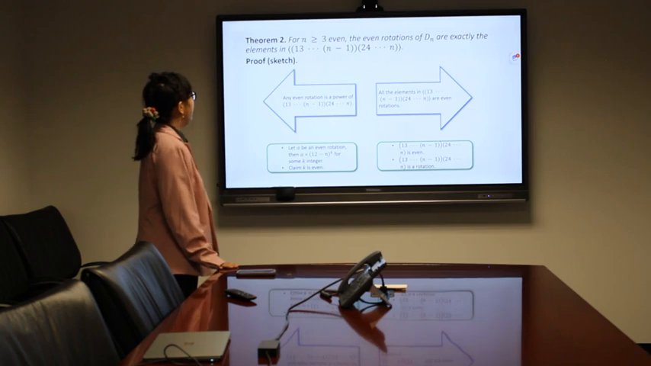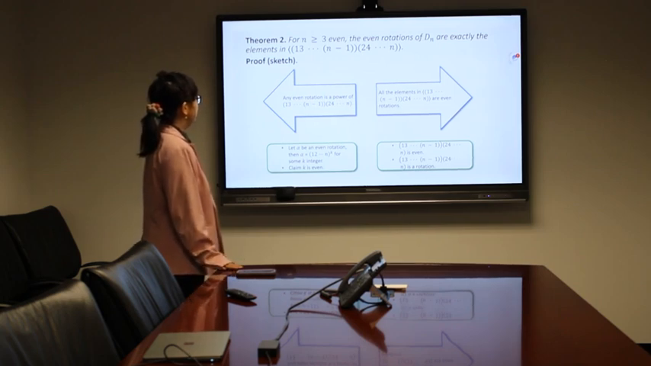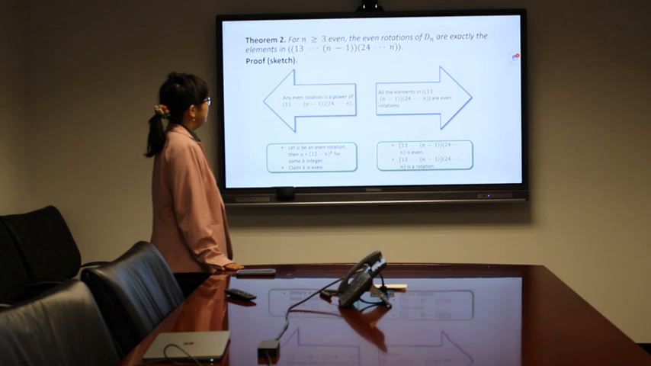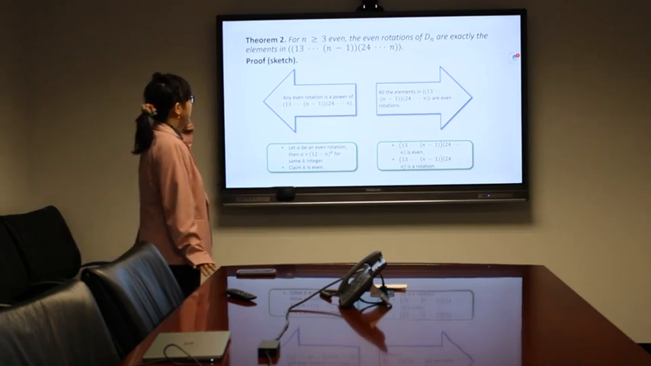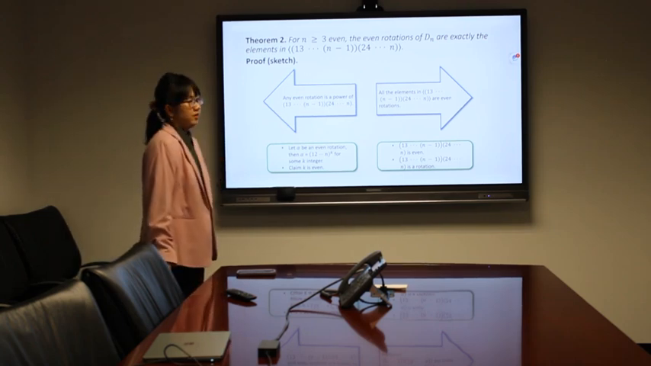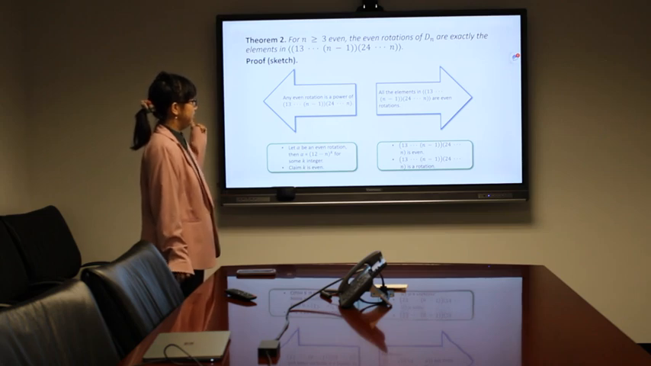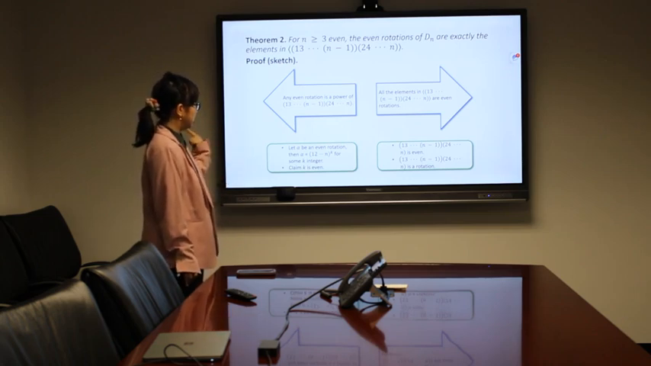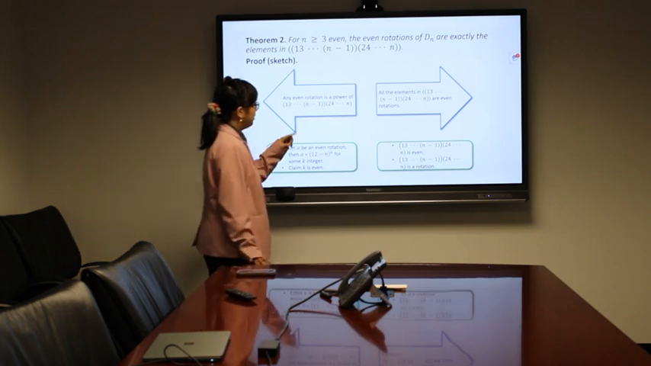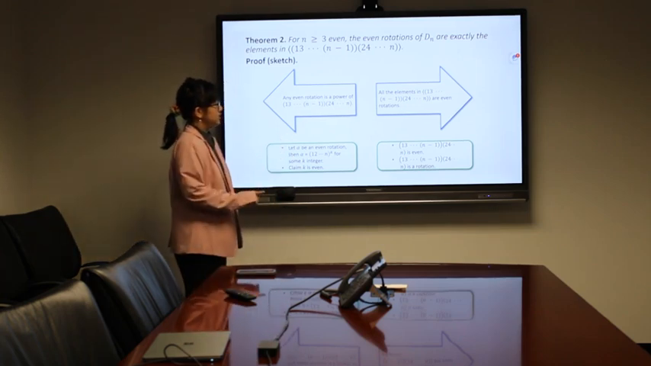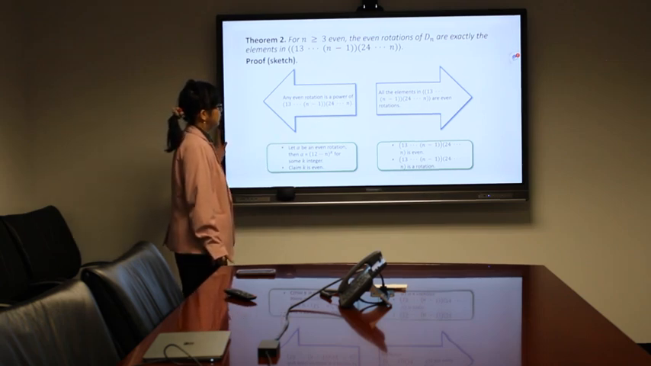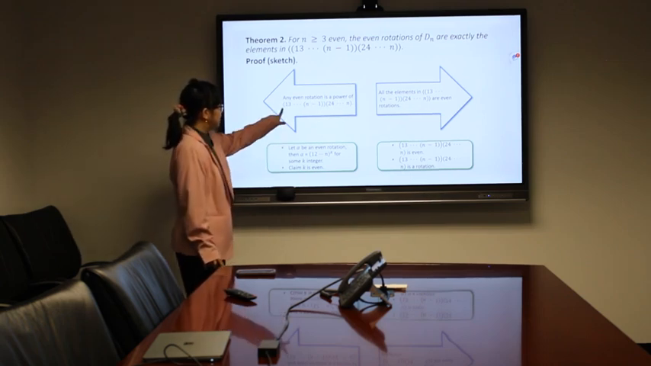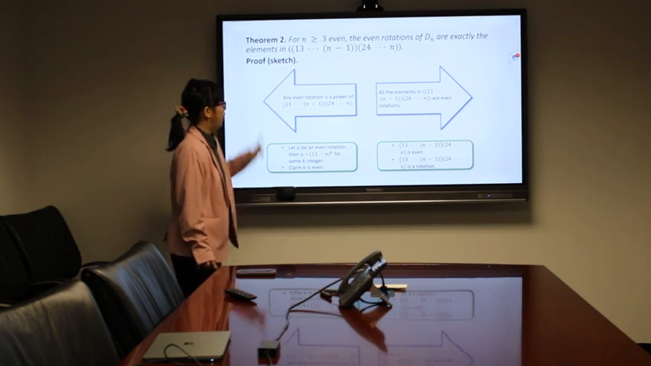For theorem 2, this is for the case when n is even. I want to prove that the even rotations of D_n are exactly the elements in this cyclic subgroup. And I will treat the theorem like an if-and-only-if problem. That means I have to go in the forward direction and the backward direction. For the forward direction, I want to show all the elements in this subgroup are even rotations. And in the backward direction, I want to show any even rotation is a power of the product of the 2 n over 2 cycles. Next, please.